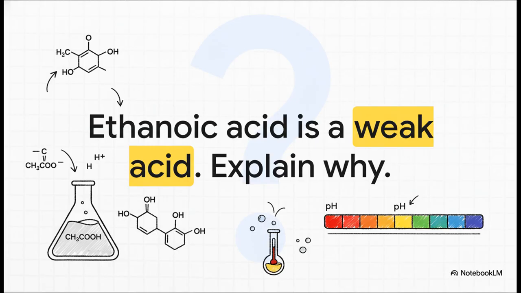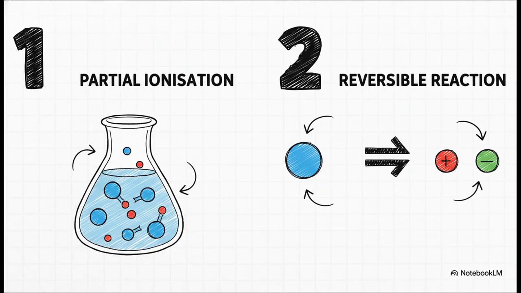This is a classic 2-mark explanation. It's not enough to just say something like, oh, it has a higher pH. Nope. You've got to explain why that is on a chemical level. Okay, so to get both marks, you need 2 very distinct ideas. The first point you absolutely have to make is that weak acids only partially or incompletely ionize when you put them in water. That's mark number 1.